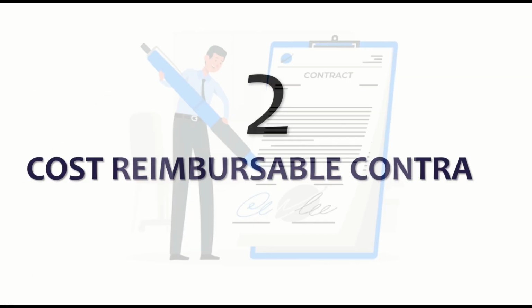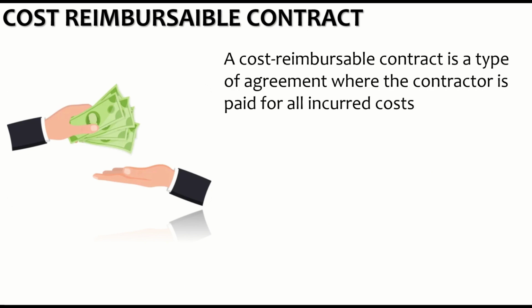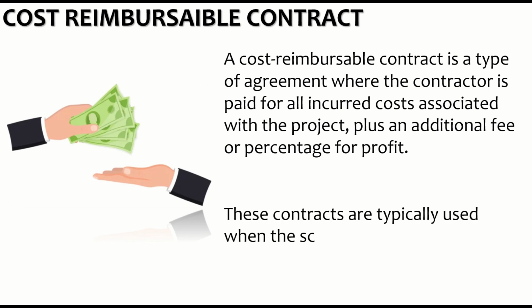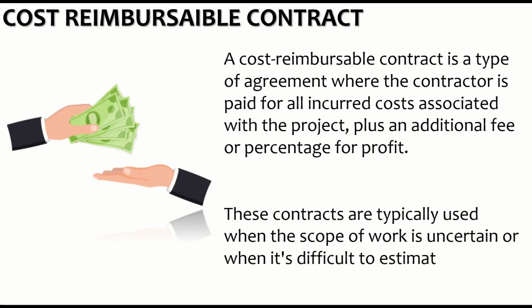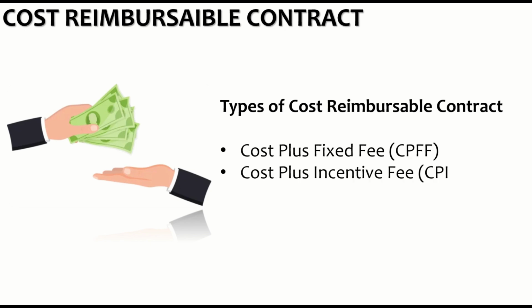The second type is the cost reimbursable contract. A cost reimbursable contract is a type of agreement where the contractor is paid for all incurred costs associated with the project plus an additional fee or percentage for their profit. These contracts are typically used when the scope of work is uncertain or when it's difficult to estimate the cost accurately upfront. The types of cost reimbursable contracts are the cost plus fixed fee, cost plus incentive fee, and cost plus award fee contracts.